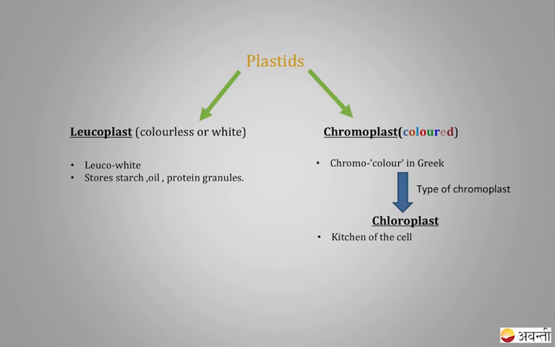Now, why is it called the kitchen of the cell? Chloroplast has a pigment called chlorophyll which is responsible for making food for the plant. So basically, chlorophyll is the site for photosynthesis.